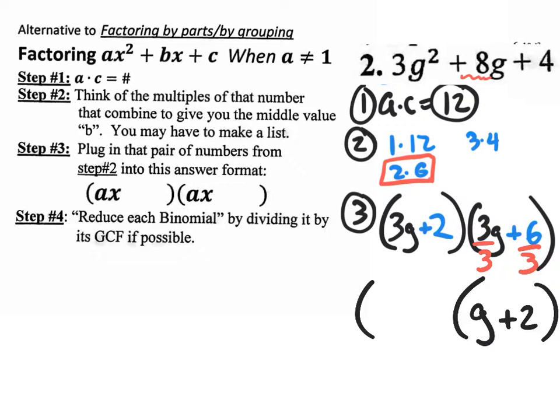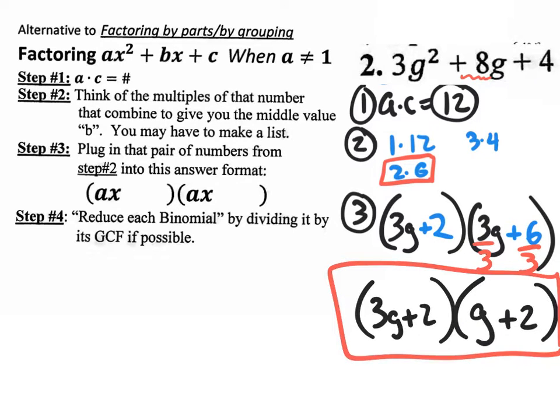And that first binomial, we weren't able to pull out a GCF or reduce it by a GCF. So it's still 3g plus 2. Now, if you check on the work that we just did, it's the same exact answer. It's just done way faster. Now, right here, it took a while because I was explaining in detail every single step. But let's take a look at another one. Let's do another one with this short method.